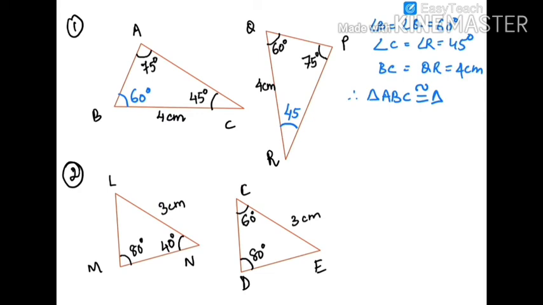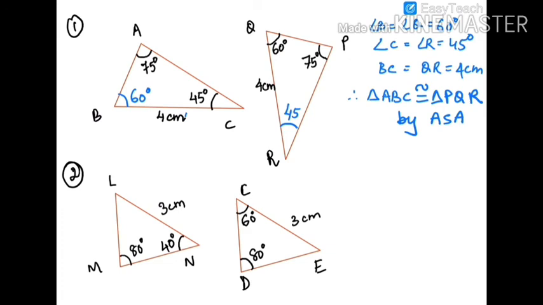Vertex A corresponds to P, vertex B corresponds to Q, and C corresponds to R by angle side angle. Can we say that these two triangles are also congruent by angle angle side? Yes, we can use angle angle side as well.